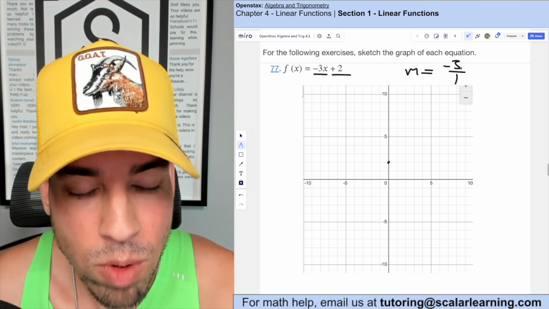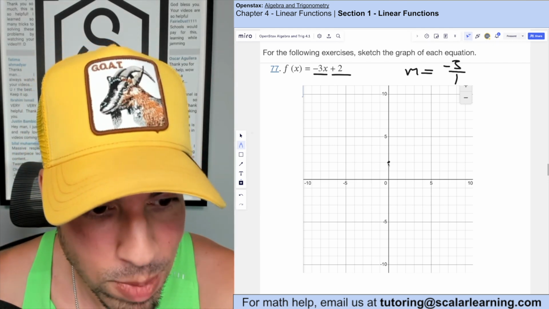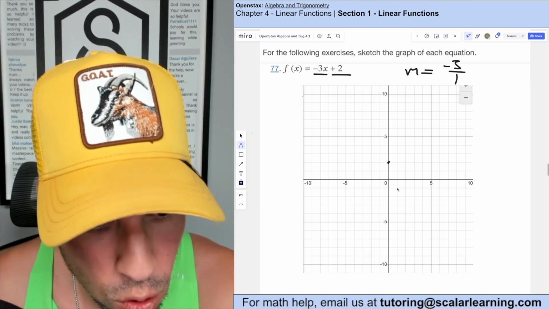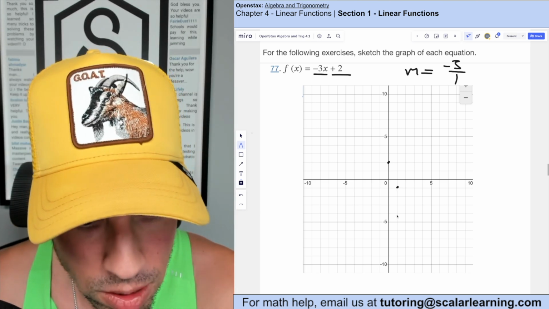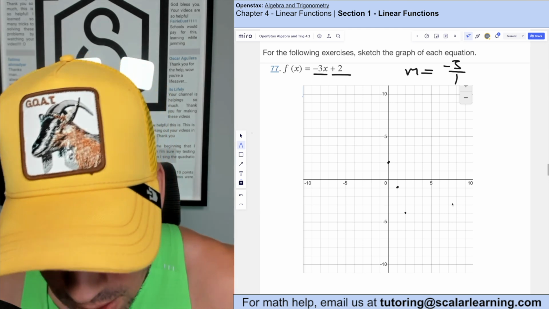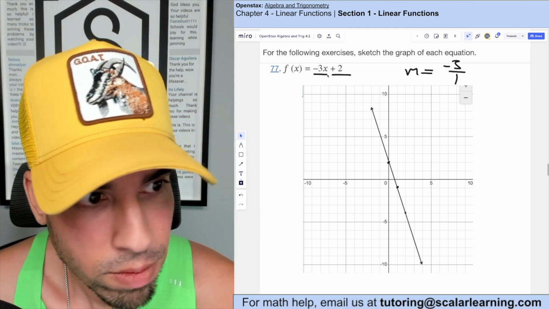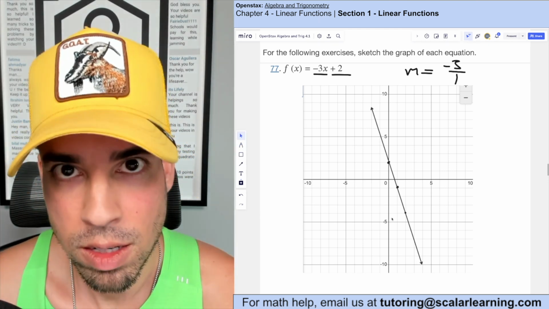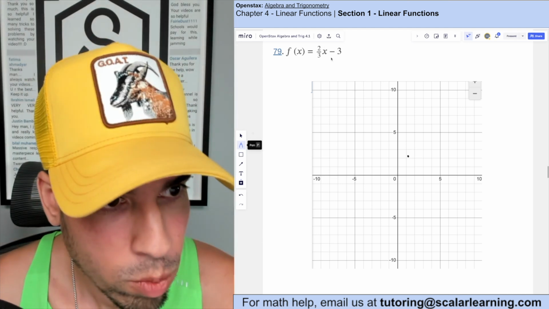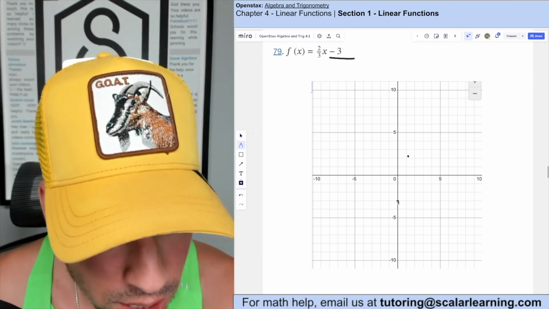So we got a slope of -3 over 1, which means to get to the next point, we go down by 3 over by 1. Just one more point just for fun, down by 3 over by 1. And now we connect the dots. And there's our final line for this equation. Boom, done. To graph this linear equation, we're going to start with that y-intercept right there, which is -3.